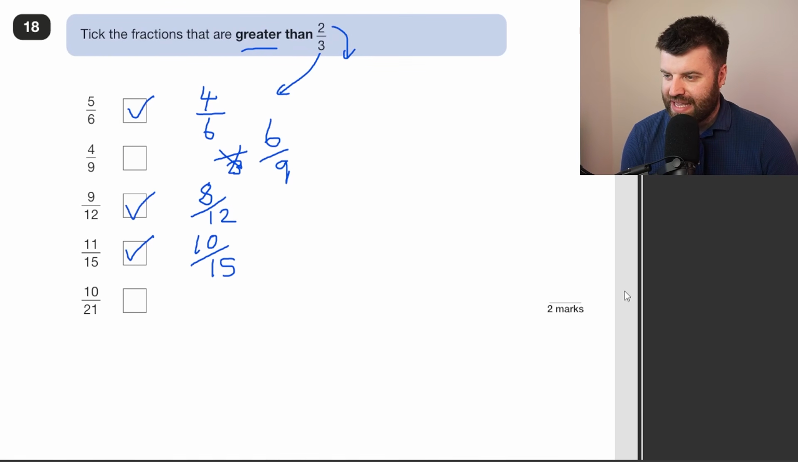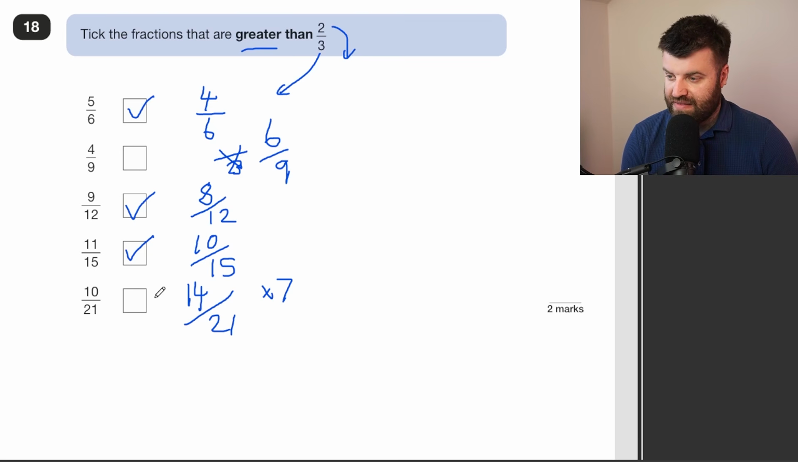We're going to make sure we get that answer absolutely correct. And then finally, 10 out of 21. How do I change 3s into 21? Well, I multiply by 7. Do the same to the top. I get 14 out of 21. Is 10 out of 21 greater than 14 out of 21?